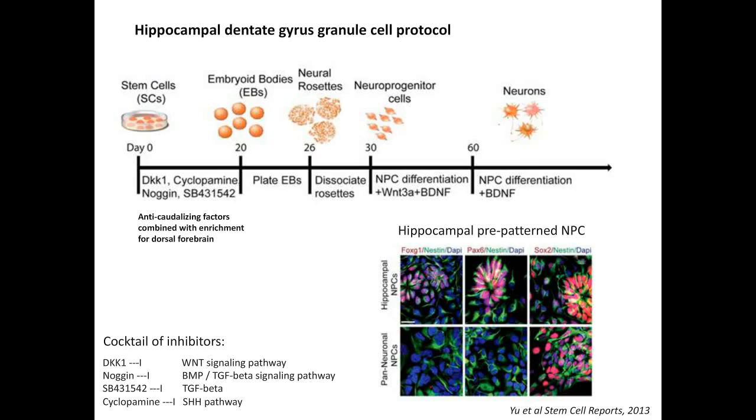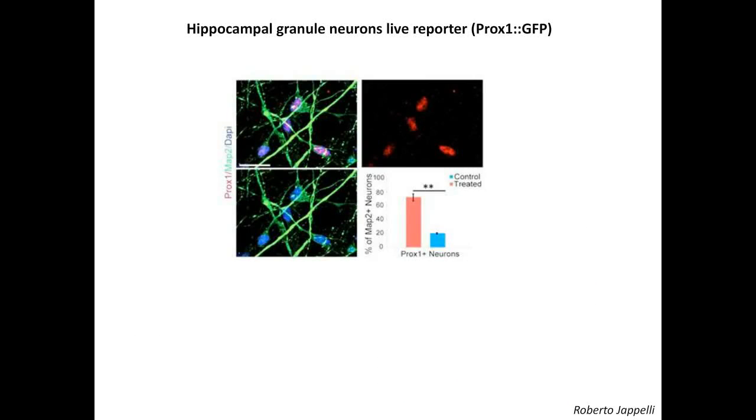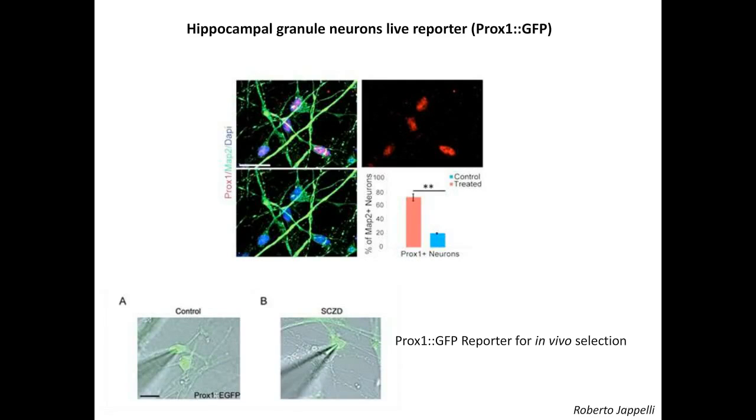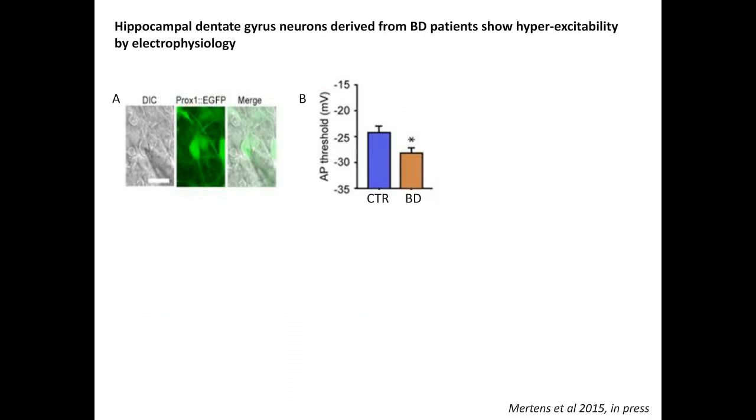We then used a modified differentiation protocol that we have previously developed in the lab to generate an enriched population of dentate gyrus granule neurons, using a combination of anti-caudalizing factors and enrichment for dorsal forebrain. With this protocol, we were able to enrich for a population of dentate gyrus neurons, and we developed a reporter that allowed us to visualize live hippocampal granule neurons. The reporter consists of a viral vector containing a dentate-specific promoter, PROX1, which expresses a green fluorescent protein, so we can visualize dentate gyrus neurons in the cultures.